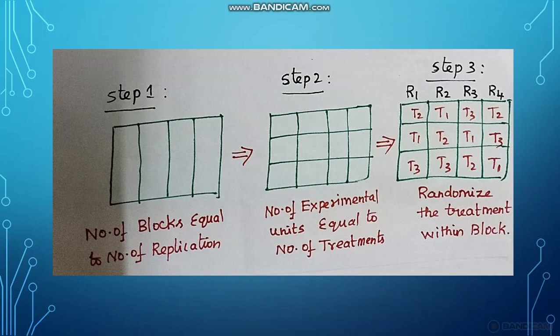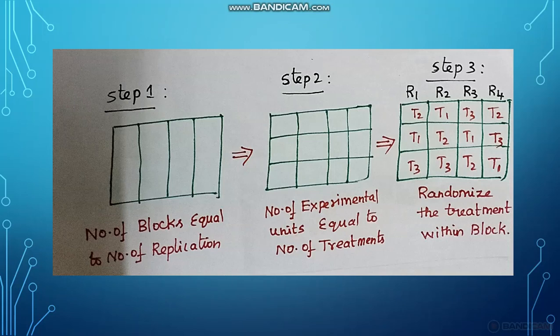So this is the layout. First we are dividing the experimental material into a number of blocks, and then we are dividing each block into a number of experimental units, and then we are doing randomization within each block. So you can see that within block homogeneous. Within block, that is within replication, the treatment should not repeat.